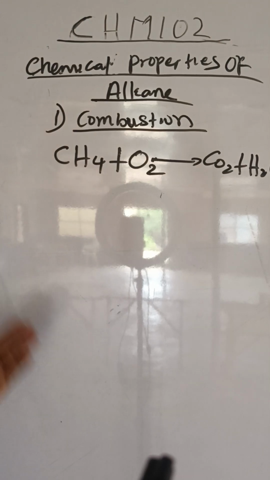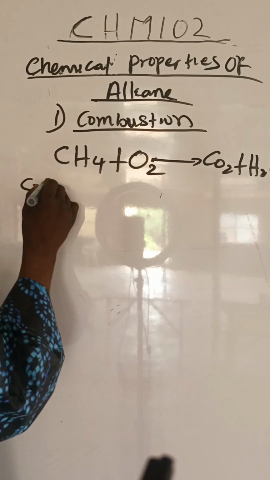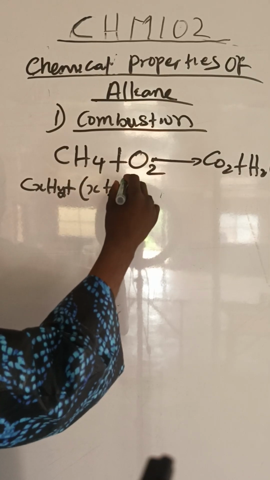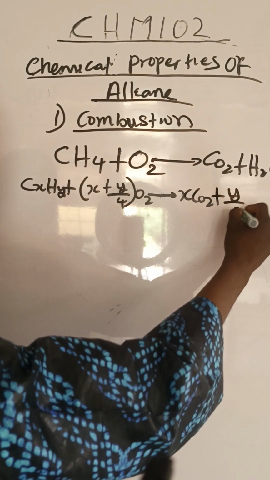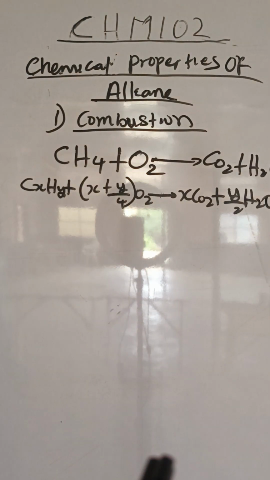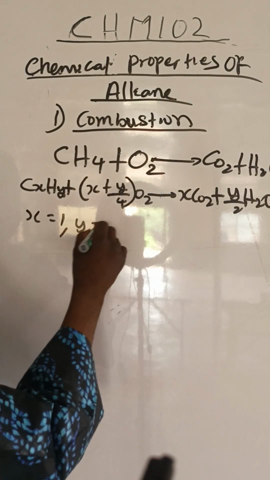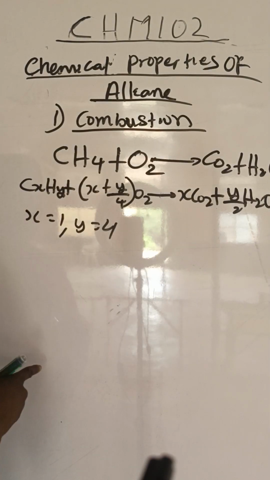Now, if we want to balance this particular reaction, we can use the eyesight method to balance it, or we consider the combustion formula. Now, let me write the combustion formula. Our combustion formula is CxHy plus open bracket x plus y over 4 O2 to give xCO2 plus y over 2 H2O. This is what is called the combustion formula. That means in this place, our x is 1. Then our y is equal to 4. Anywhere you see x, you write 1. Anywhere you see y, you write 4.